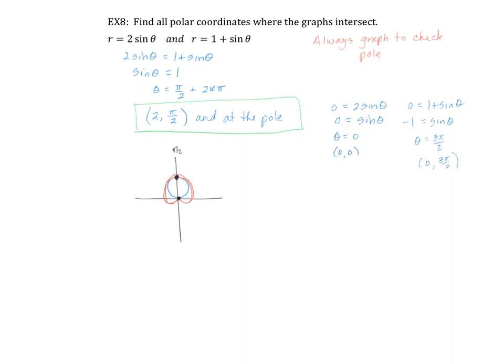Which is why if you just set the equations equal to each other and solve for theta, you will get some of the solutions, but you might not get all the solutions. It depends if they both pass through the pole for different thetas. Okay, so that's it for our section 12.2. We'll go on to derivatives and integrals of polar equations in 12.3.